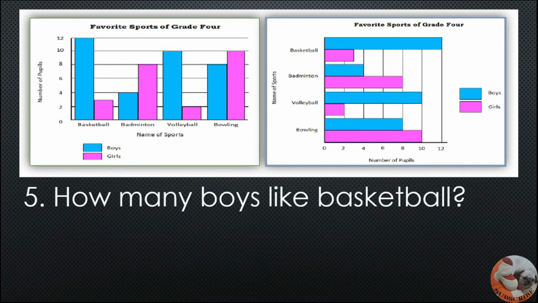Number 5. How many boys like basketball? Again, by looking at the graph, here is basketball. By looking at the data, you can see that 12 boys like basketball.